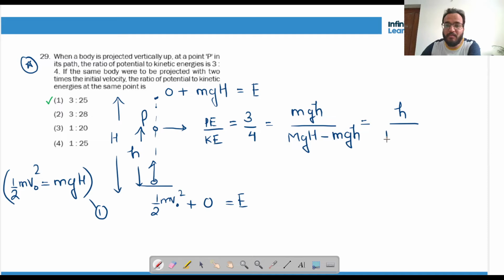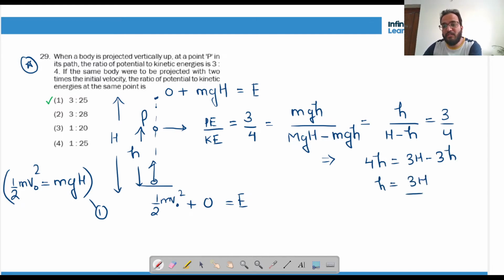So it will be h upon capital H minus small h, which is 3 by 4. Right. So from here we can get an idea about small h in terms of capital H. So you will say 4h is equal to 3H minus 3 times small h. So small h is 3H by 7. Okay, this is equation number 1.